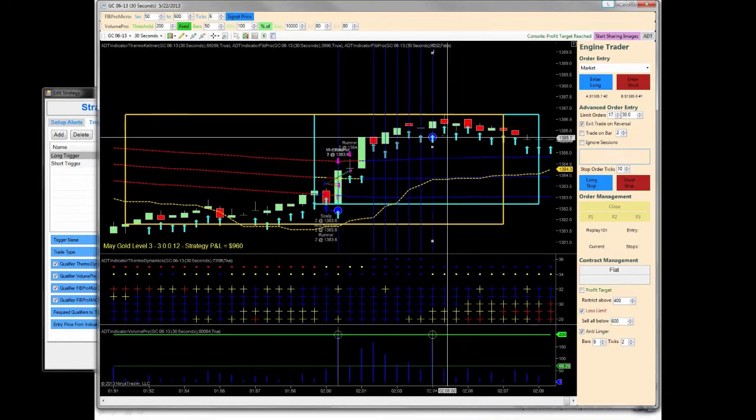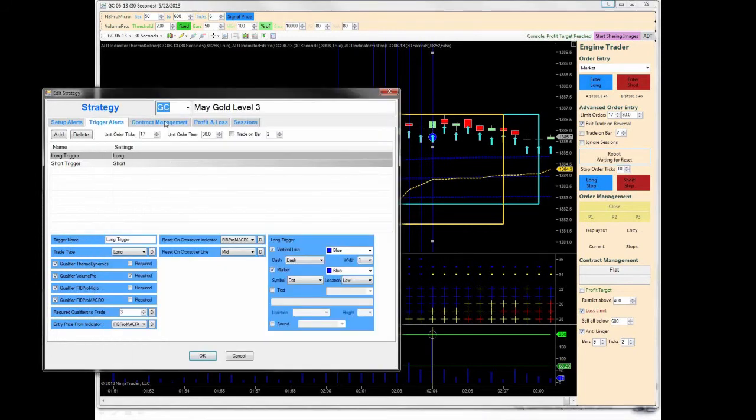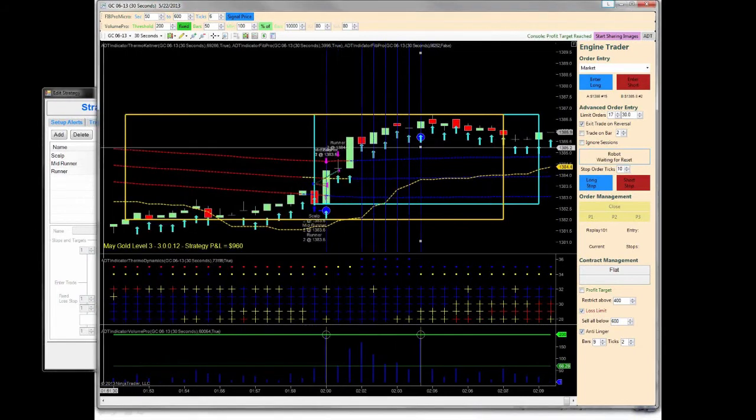However, the robot's waiting to reset. So even though it said, I would trade here, and you can tell that by the blue dot, it doesn't because we're still waiting for a reset on the robot. And again, we like that feature. That's a very important aspect of programming a robot. And it's sort of not optional.